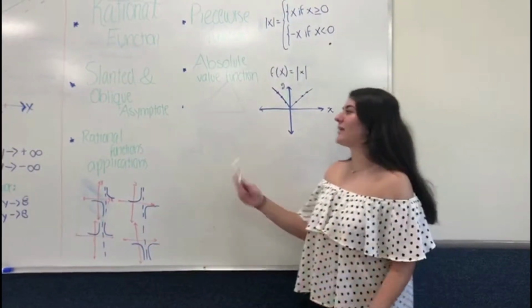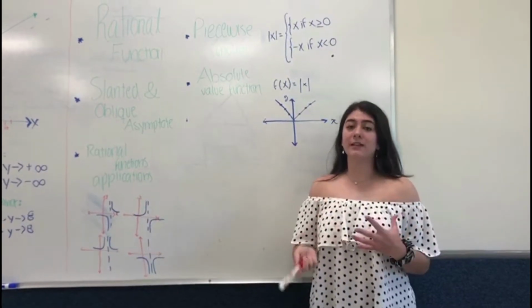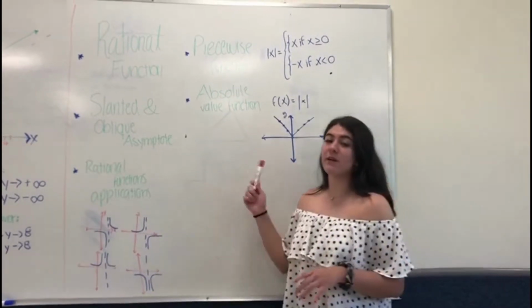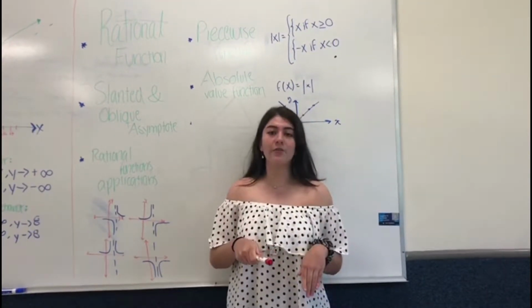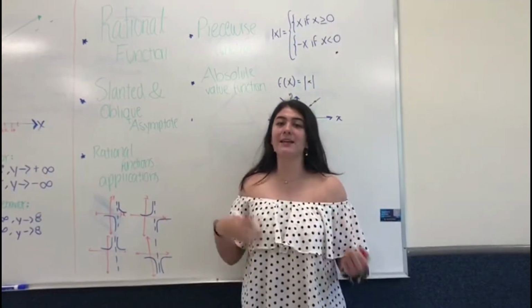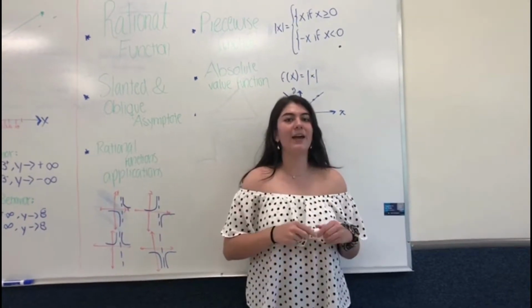Now I'm going to explain the slanted and oblique asymptote. First, to obtain the slanted and oblique asymptote, you have to see if the denominator is bigger than the numerator. If it's bigger, you won't have a horizontal line. You will have an oblique and slanted asymptote. In this case, you need to resolve it by long division.